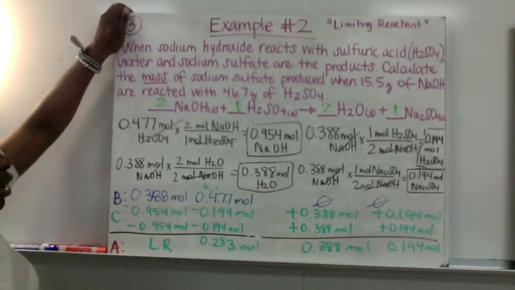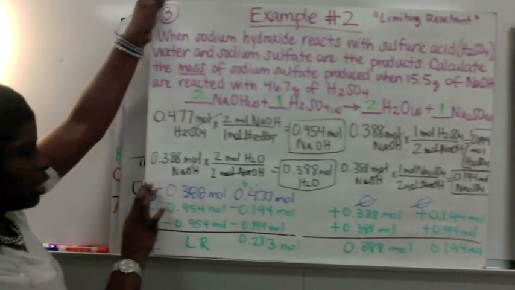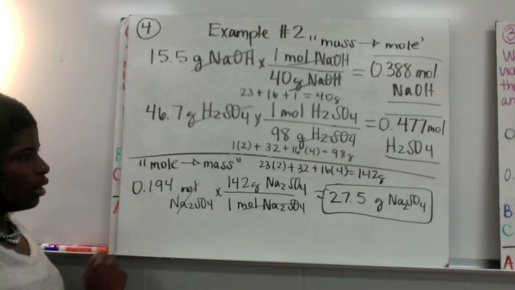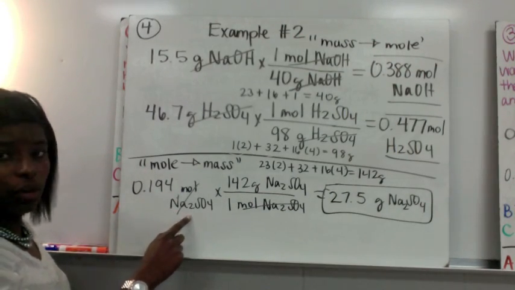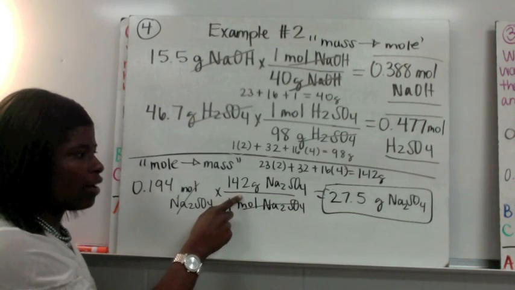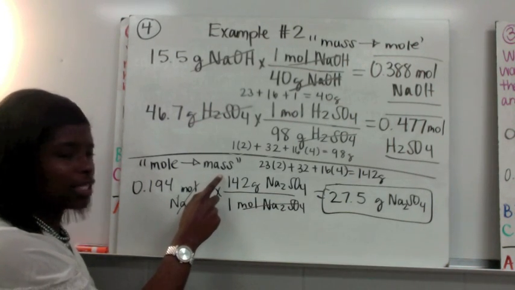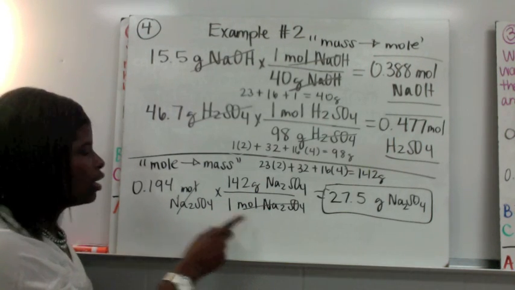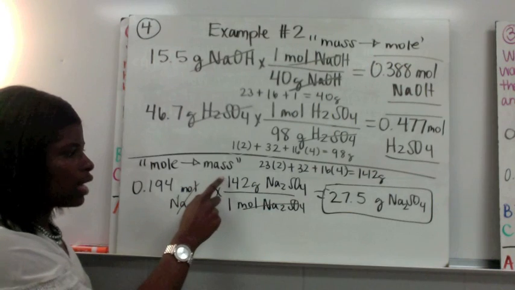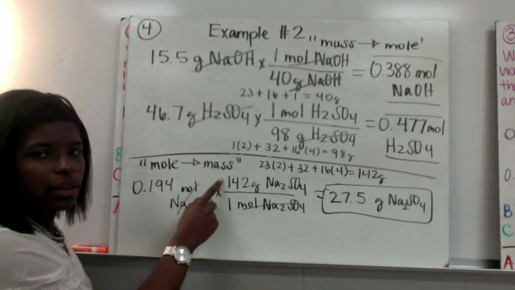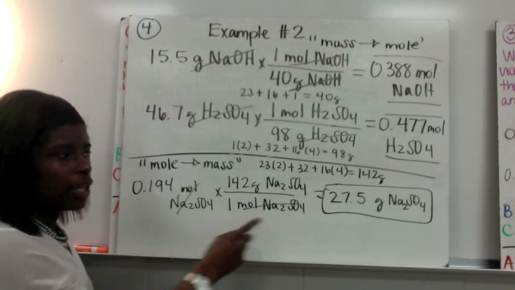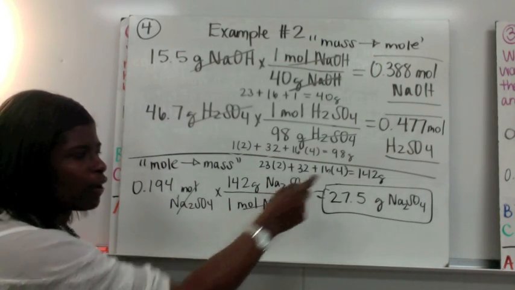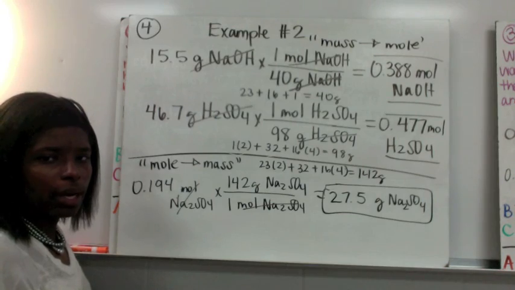So we're going to go back to our board that shows us setting up our math. So mole to mass here, 0.194 moles of the sodium sulfate. And then what you have here is your molar mass, because that's what you want your answer in. You're going to just put 1 mole at the bottom because you want to get rid of that unit. So 0.194 times 142 grams of sodium sulfate divided by 1 gives you 27.5 grams of sodium sulfate. And here you have the math for how you got the 142 grams for your molar mass.